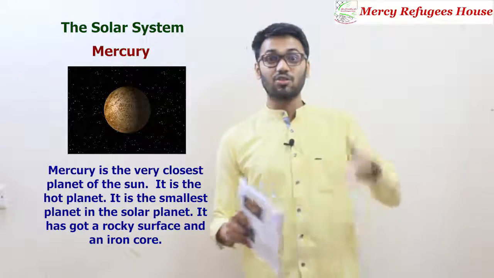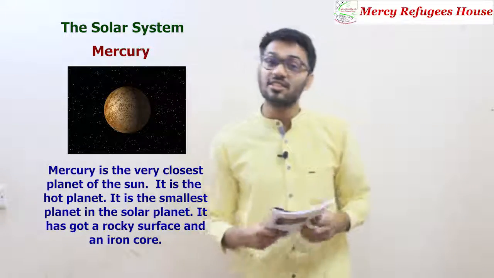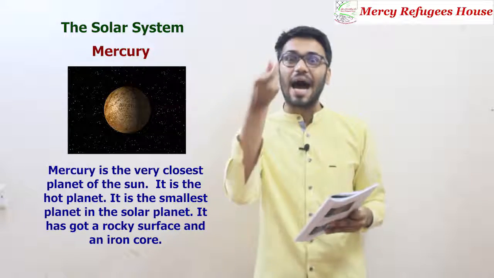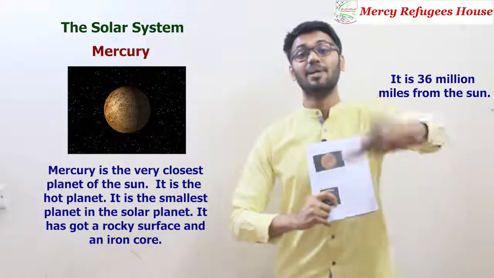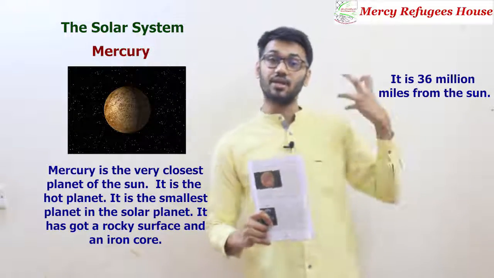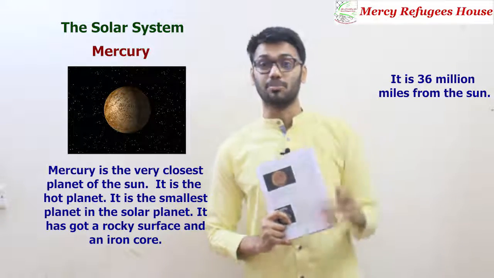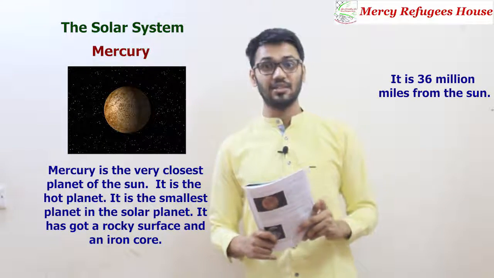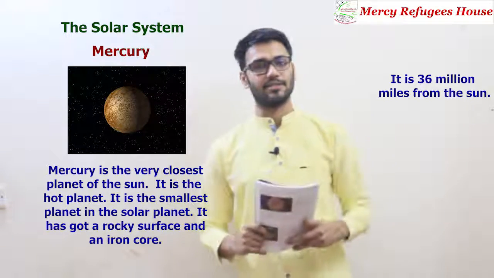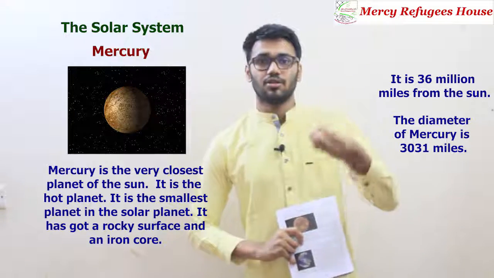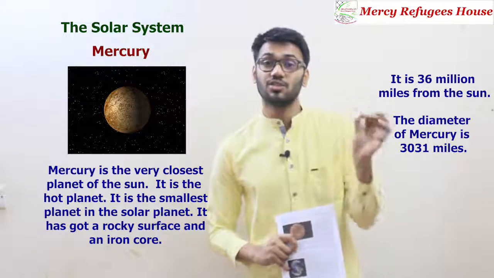It has got a rocky surface like hills, and it is assumed that it has got iron on its surface. Now it is 36 million miles away from the sun. How many miles? Only 36 million miles. That means 360 lakh miles away from the sun. The diameter of the planet Mercury is 3031 miles.